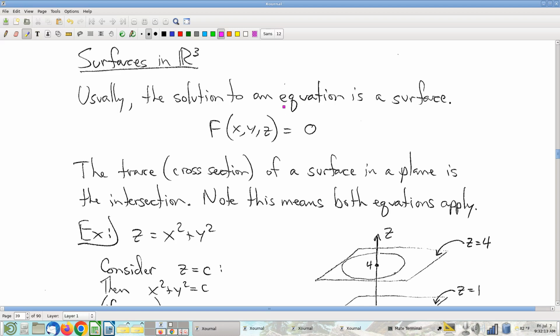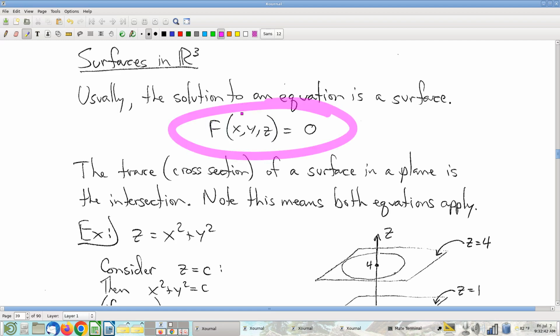Typically if you have an equation of three variables, and when I say an equation of three variables, I mean something like this. You may object and say, does it have to be a zero on the right? It doesn't, but whatever you have on the right, you could whip it over to the left-hand side by subtraction, and you can always put it into a form that looks like this.